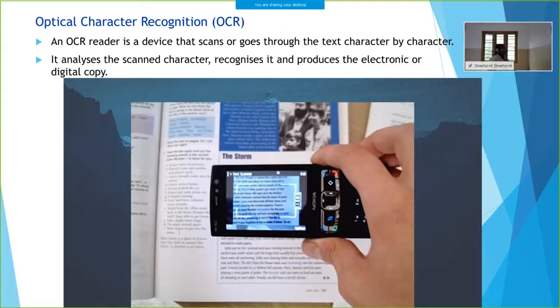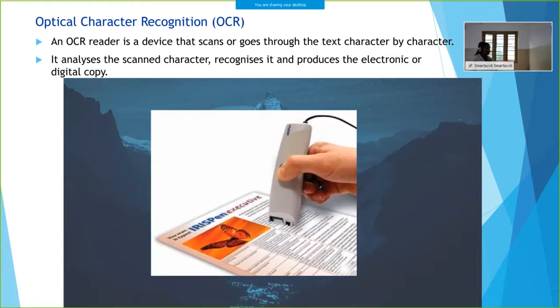Okay, next, optical character recognition. What is optical character recognition? The full form of OCR is optical character recognition. An OCR reader is a device that scans or goes through the text character by character. If you want to convert text matter into its corresponding digital form, we can use this OCR.